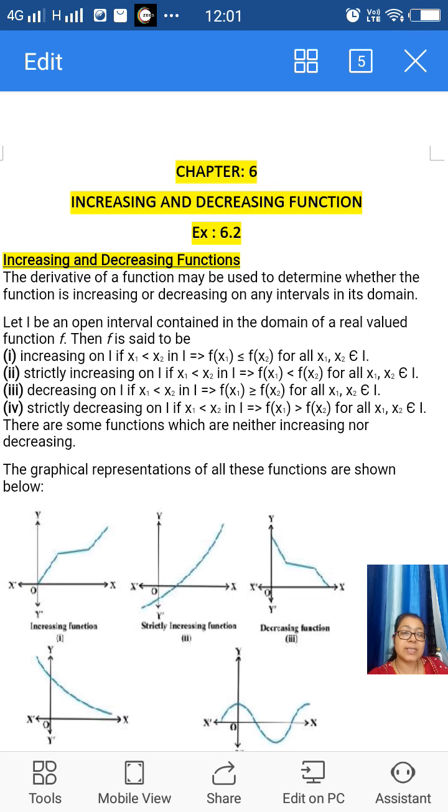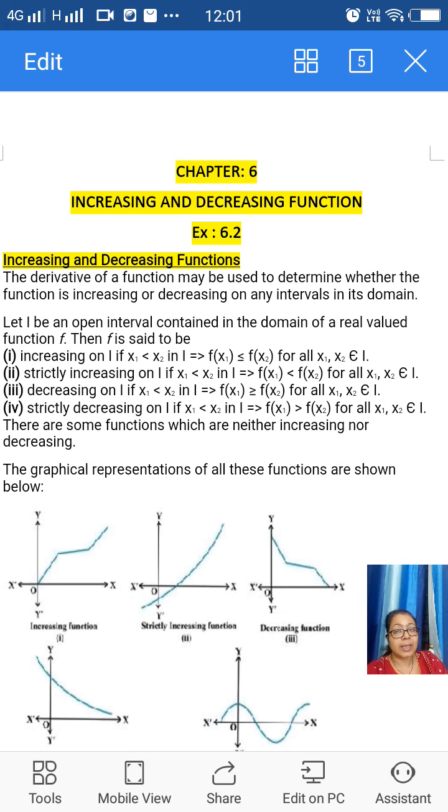Today I am here to discuss application of derivative, that is chapter 6. So today my topic is increasing and decreasing function. This is the part 2, second exercise of this chapter. So first I will explain what is increasing and decreasing function.